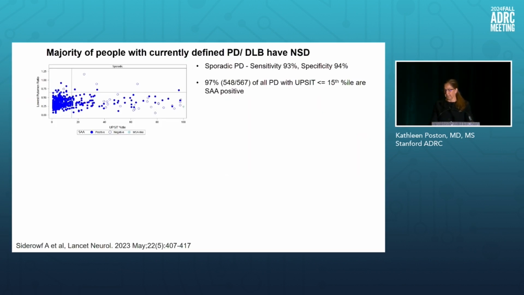And so I'll just end with a little bit of data. This is from the PPMI cohort. So on the y-axis is the dopamine imaging, and so below that horizontal line are people who had an abnormal DAT image.